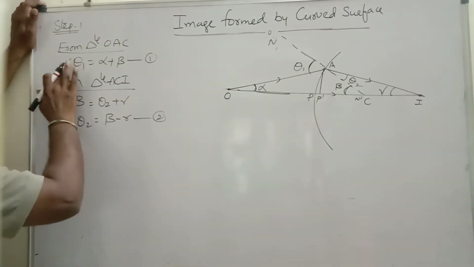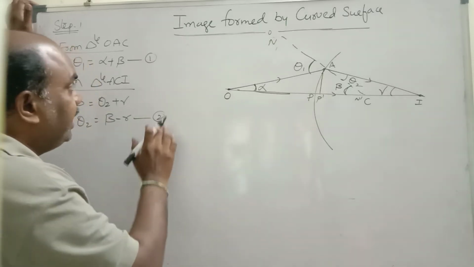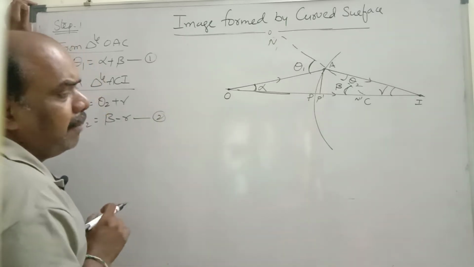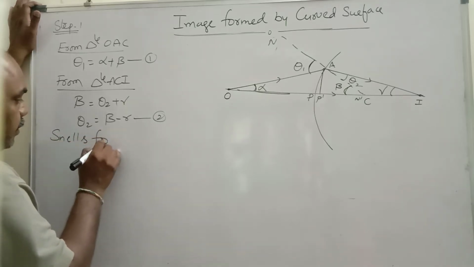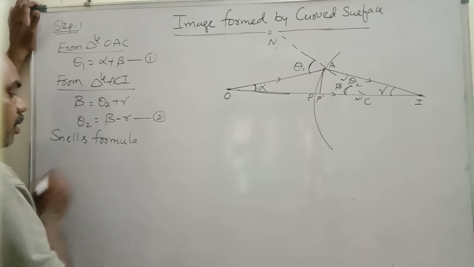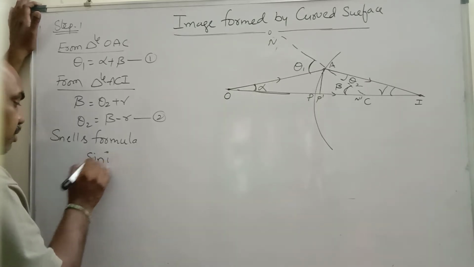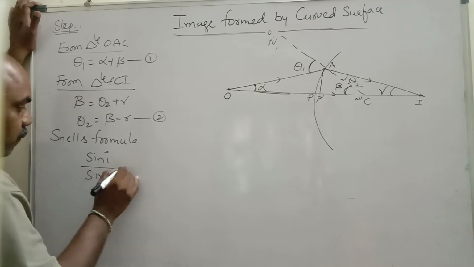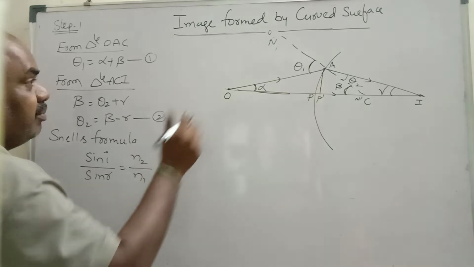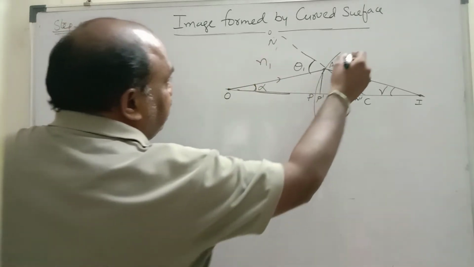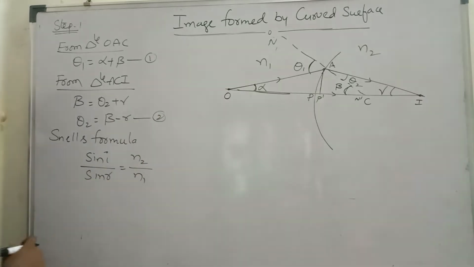If you know the angle of incidence and angle of refraction, as I told you in the last video, we need to substitute in Snell's formula. What is Snell's formula? Sin i by sin r is equal to n2 by n1 or v1 by v2. n1 means refractive index of the first medium, n2 means refractive index of the second medium. That I am going to use here.